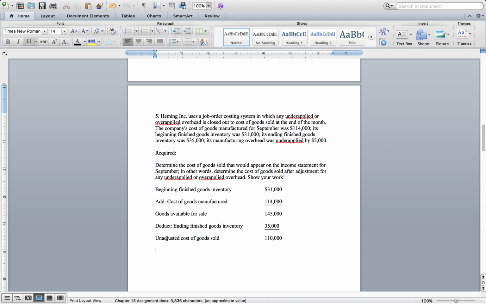Okay, now because it's underapplied overhead, you want to add. So you want to add underapplied overhead, so it's $5,000. Now, when we do this, we finally can calculate the cost of goods sold, which would be $115,000.